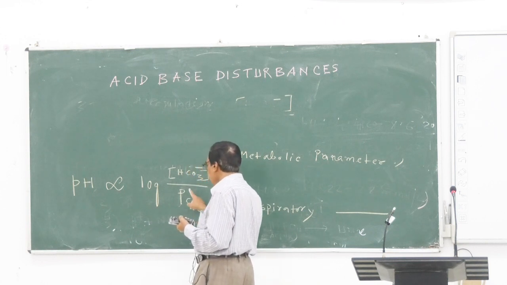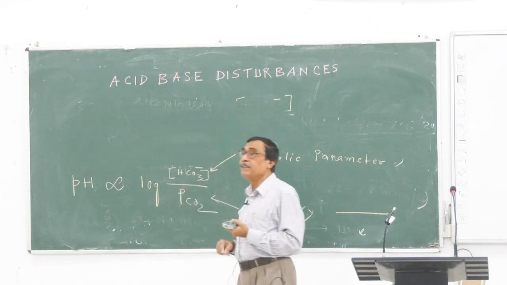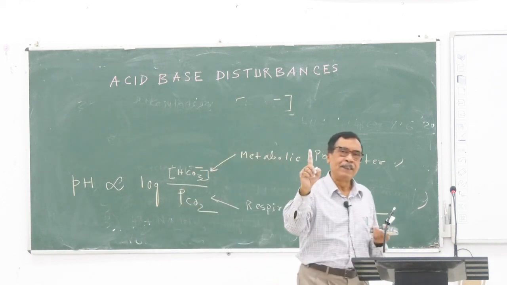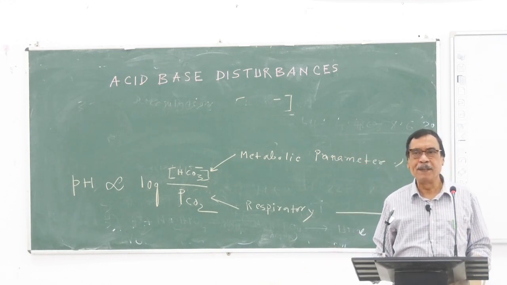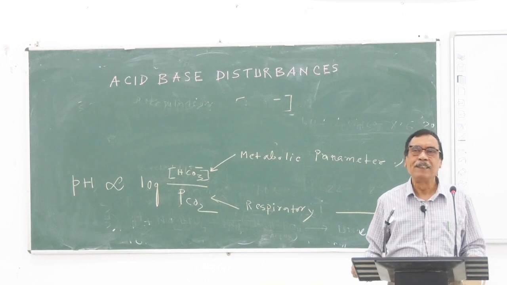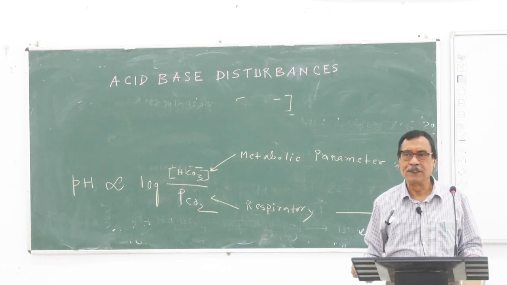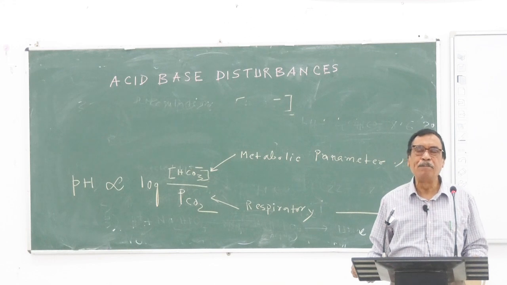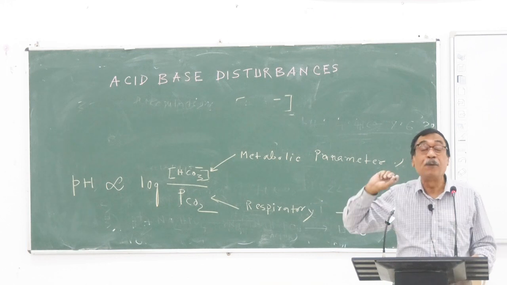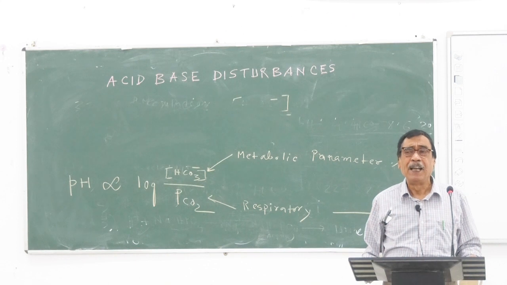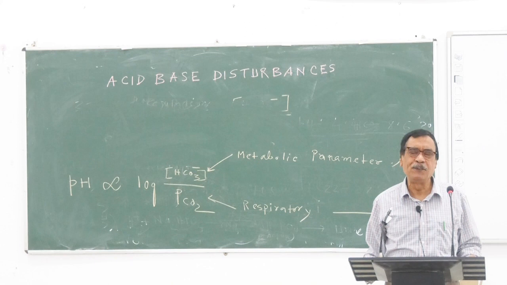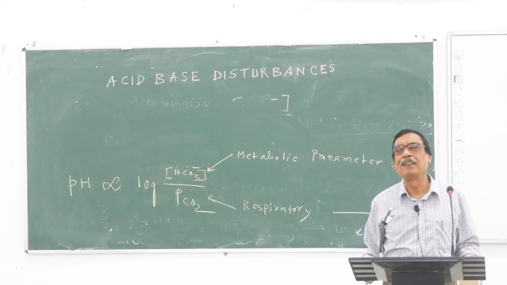If PCO2 is raised or decreased, there will be a disturbance, and that disturbance is known as respiratory acidosis or alkalosis. So any change in the metabolic parameter, that is bicarbonate ion, gives rise to acidosis or alkalosis, and that is called metabolic acidosis or alkalosis. And any change in the respiratory parameter, that is PCO2, gives rise to respiratory acidosis or alkalosis.